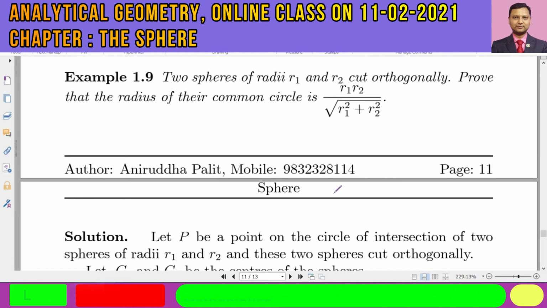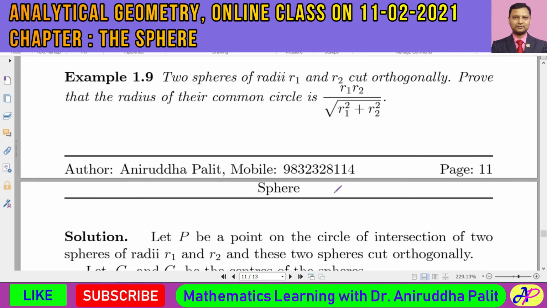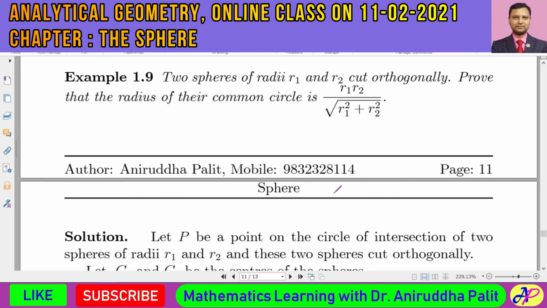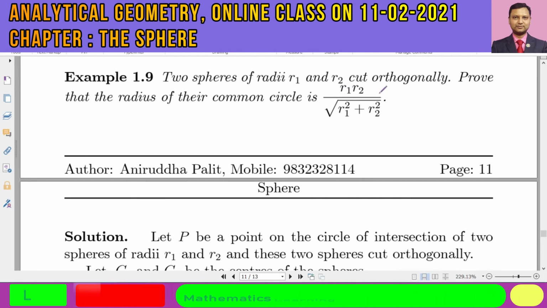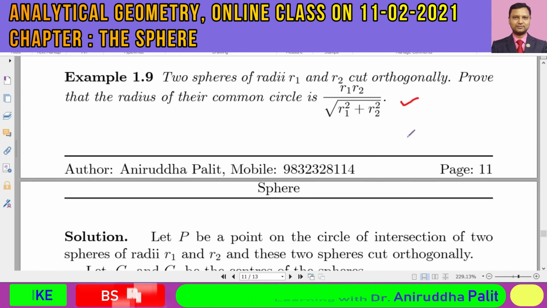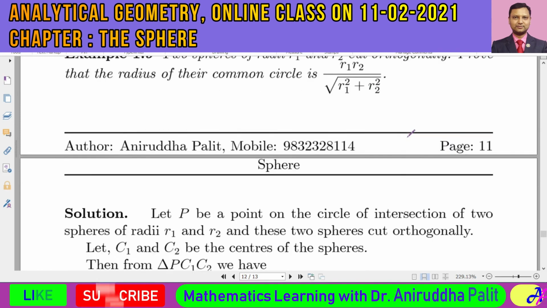We can also consider another problem. Let us consider this problem: two spheres of radii R1 and R2 cut orthogonally. Prove that the radius of their common circle of intersection is equal to R1 R2 divided by the square root of R1 square plus R2 square. How to compute this result?